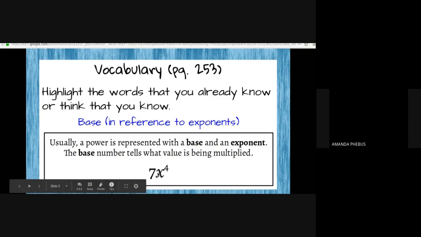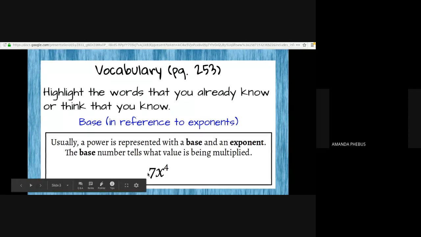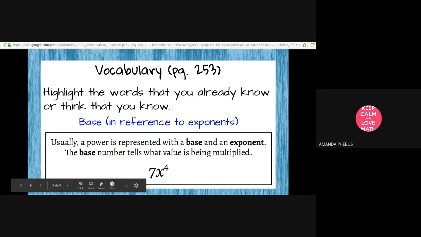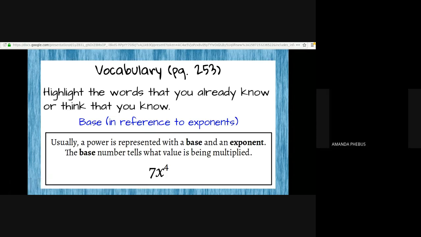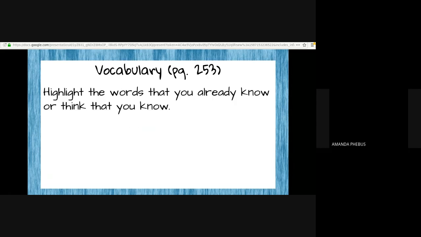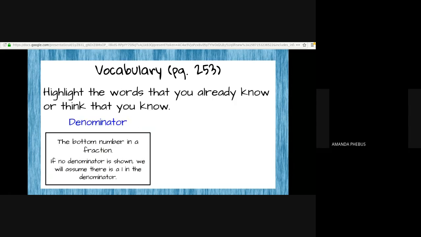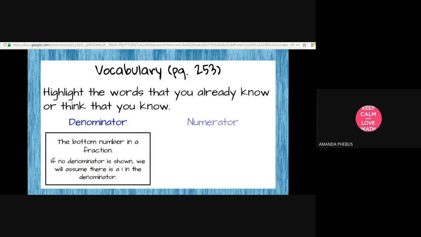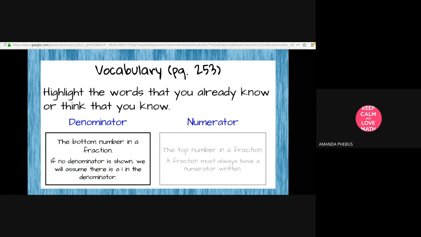All right, the vocabulary word that you need to know is base, in reference to exponents. A base is a piece that is kind of big and it has an exponent on it. So 7 is a base. And then x is a base with an exponent of 4 on it. It tells you basically what value is being multiplied repeatedly over and over again.